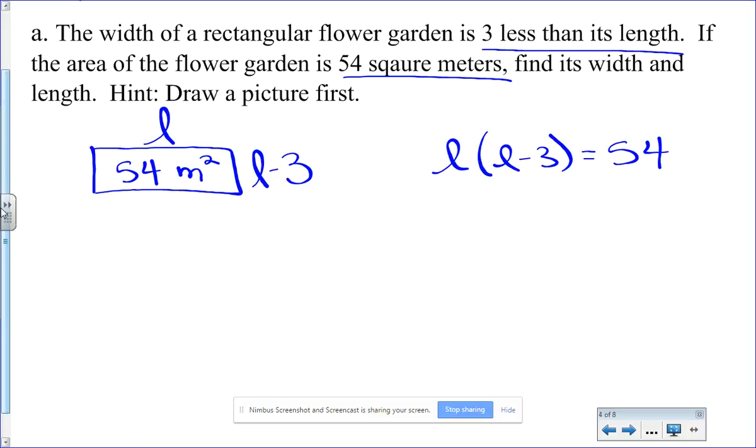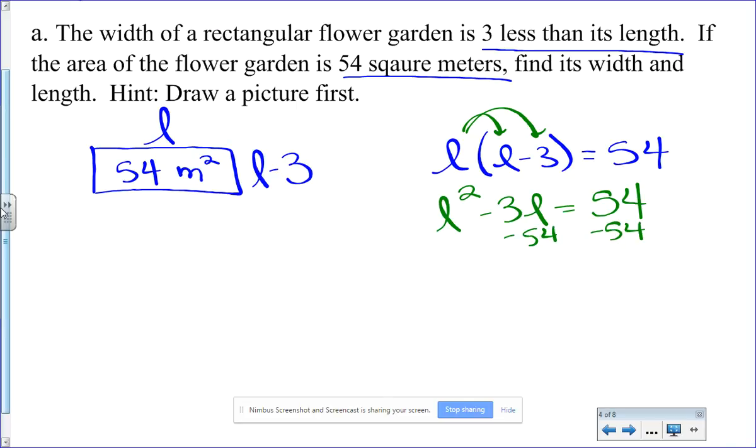From here, before we can solve it, we need to do two things. We need to multiply, so either distribute or FOIL, depending on what you have there. So L squared minus 3L equals 54. The second thing is make sure it's equal to 0. So I need to do minus 54 on both sides. So I have L squared minus 3L minus 54 equals 0.